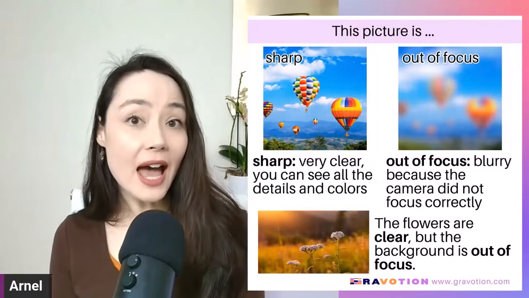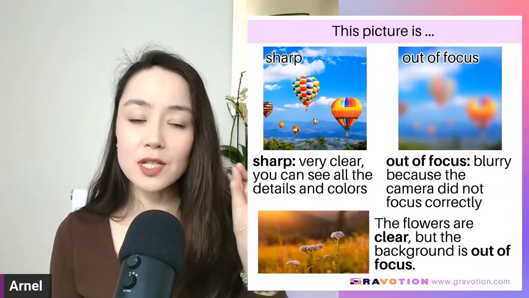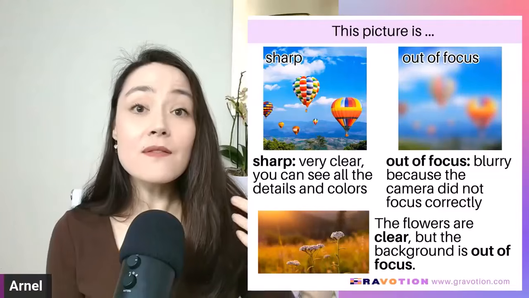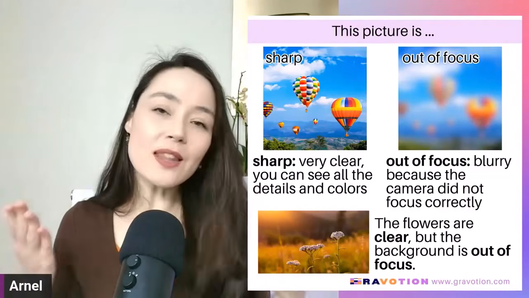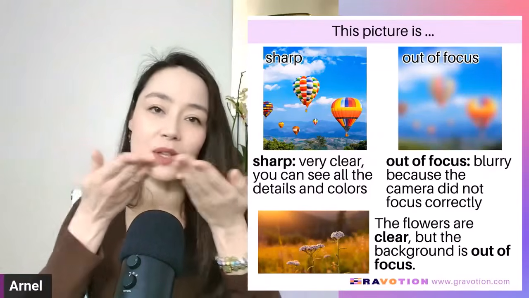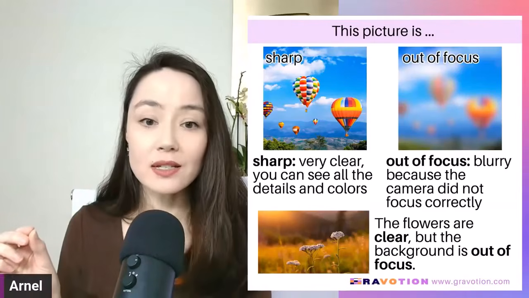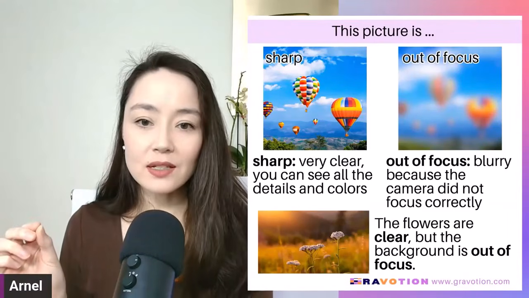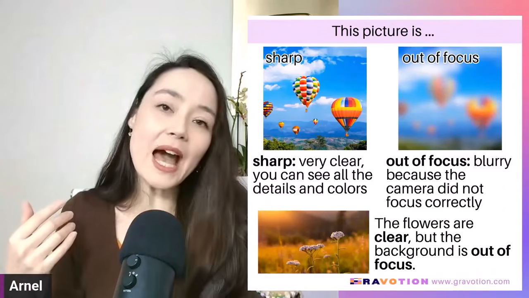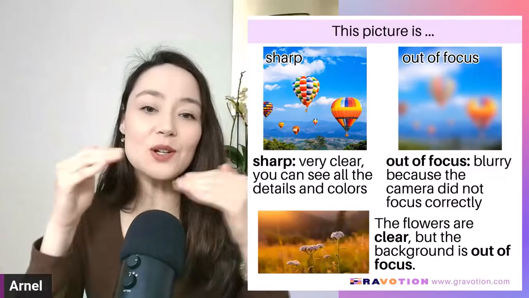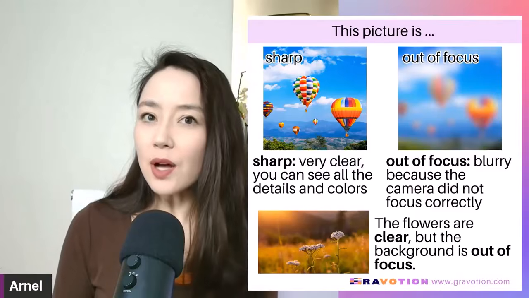Sharp and out of focus. Left, sharp. This is an adjective. This picture is sharp. This means very clear. You can see all the details and colors. So a lot of times, sharp and clear, they're the same thing. The other picture, out of focus. Blurry because the camera did not focus correctly. Blurry, out of focus, they're usually interchangeable. The flowers are clear, but the background is out of focus.